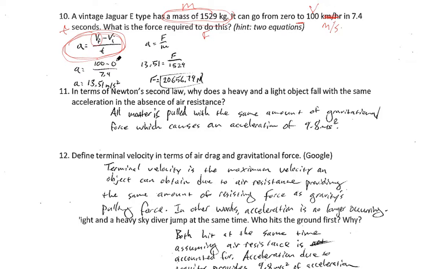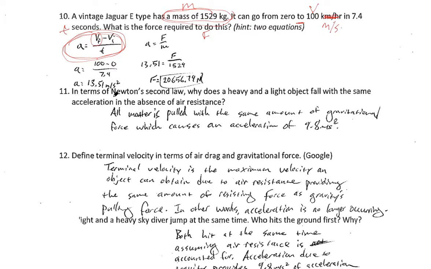And I know my initial, it says it can go from 0 to 100. So from 0, 0 being my initial velocity is 0 over here. And that says in 7.4 seconds, so T is 7.4. And I'm left with acceleration equals 13.51 meters per second squared.